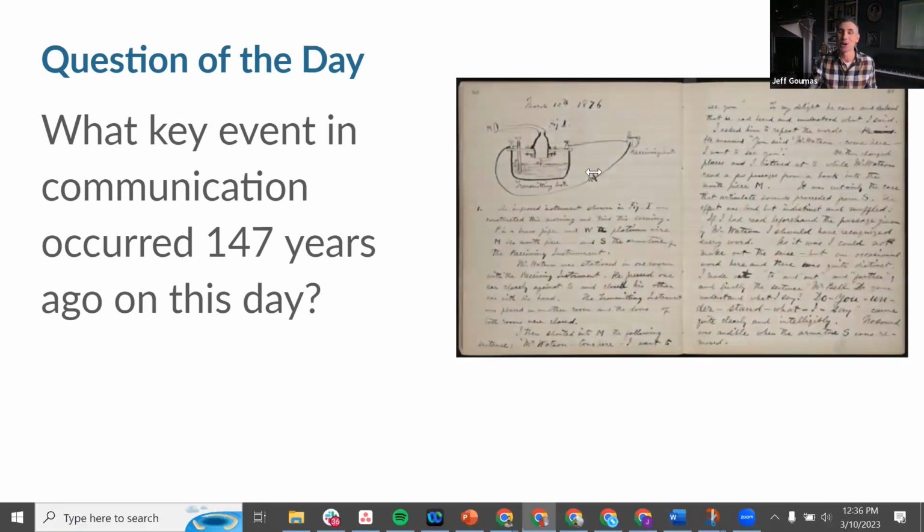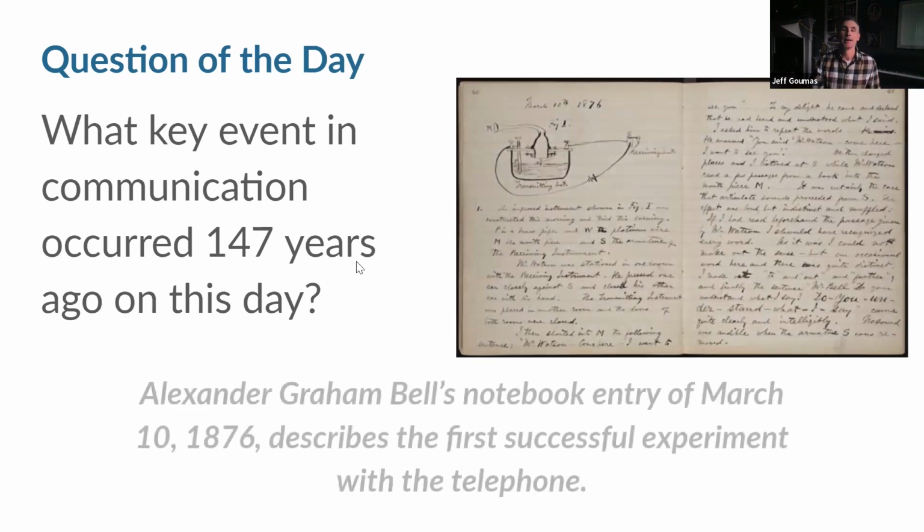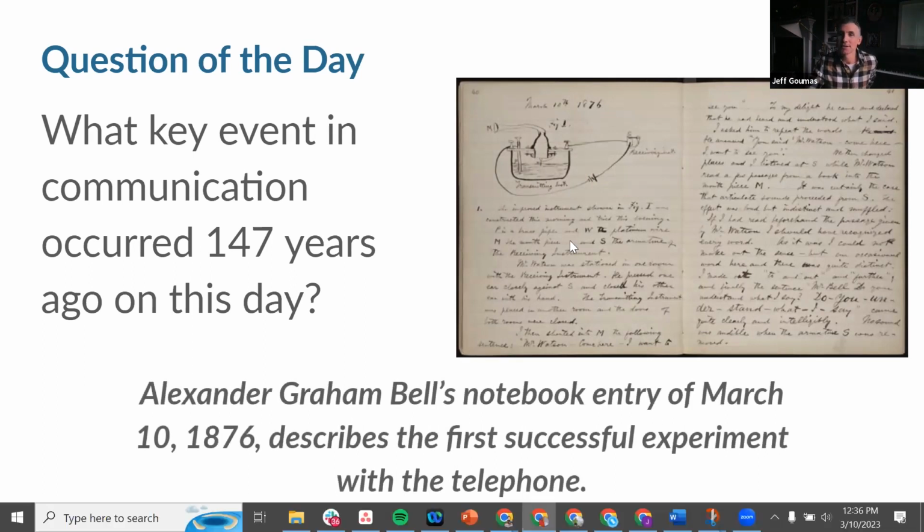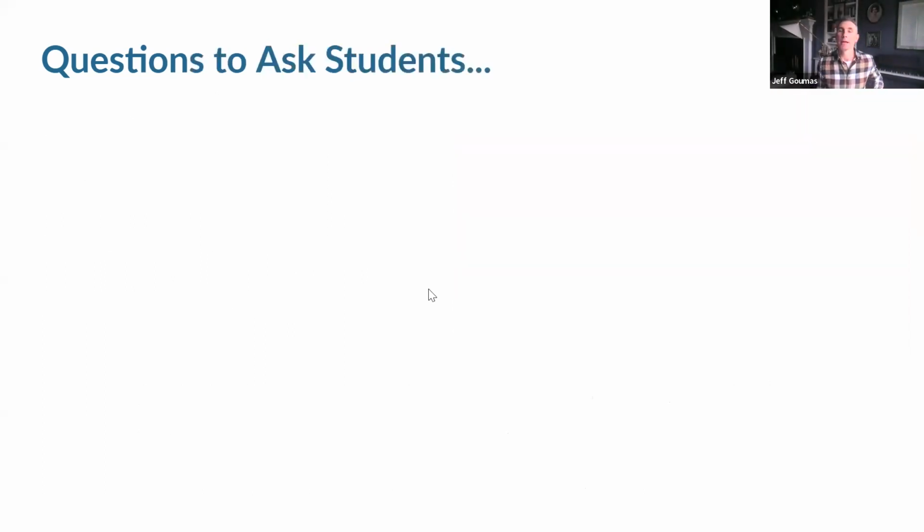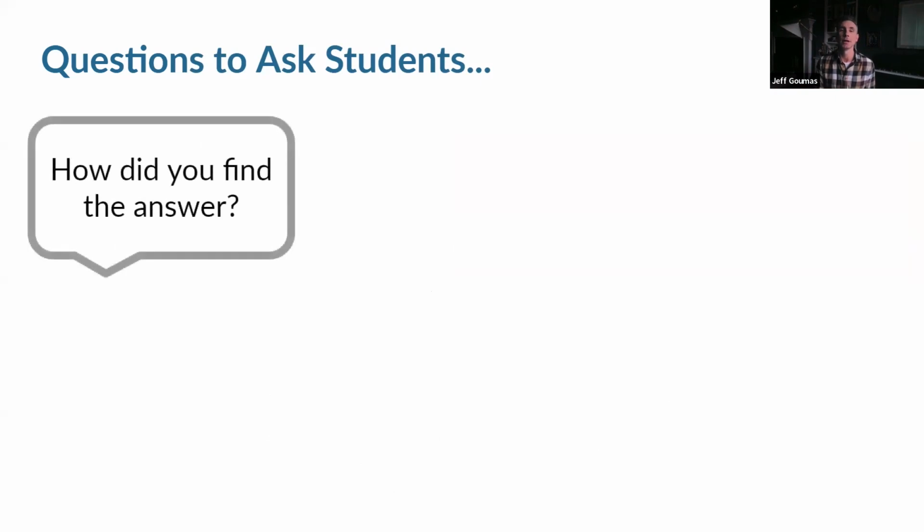So here is a drawing or a hint that gets at the answer. The picture is of Alexander Graham Bell's notebook. This is a notebook entry from March 10th, where he describes the first successful experiment with the telephone. And this is a question, or any type of question, that you could ask students on any given day. And I'm going to follow up with some questions that look at digital skills vocabulary.